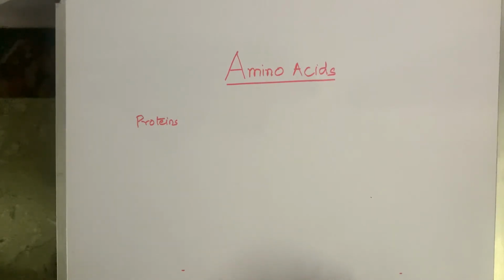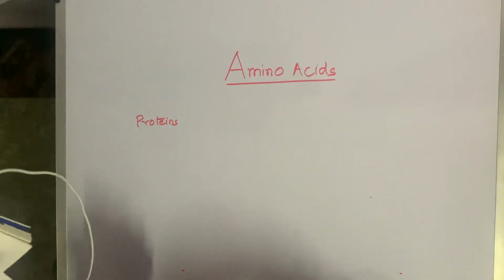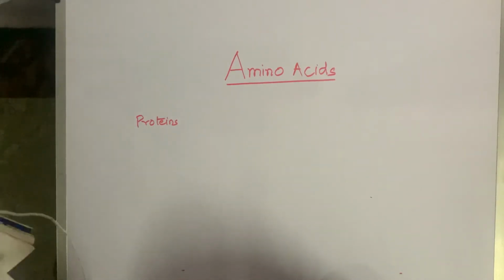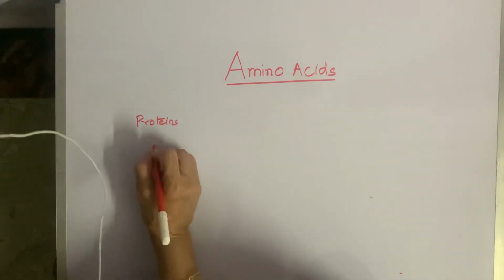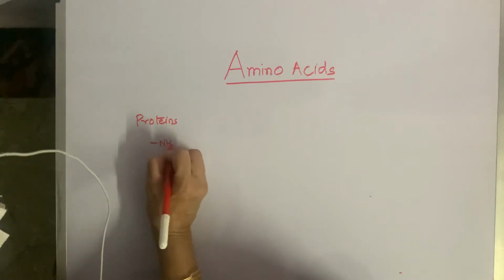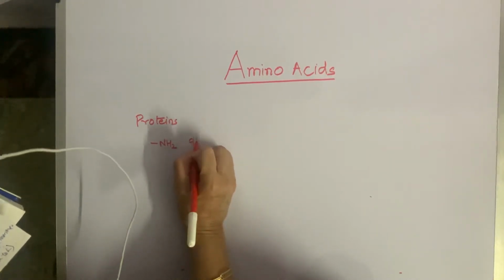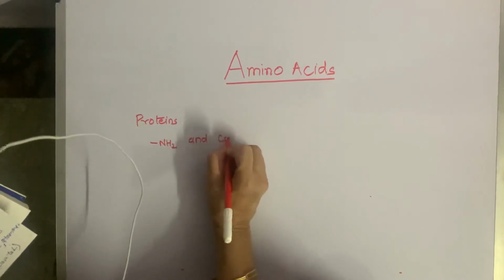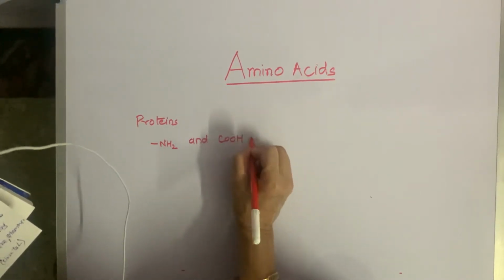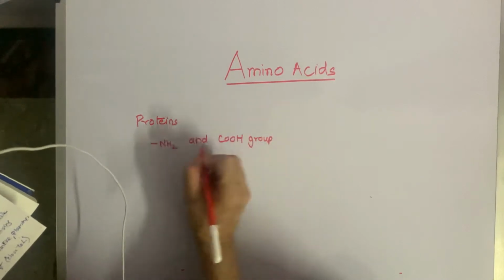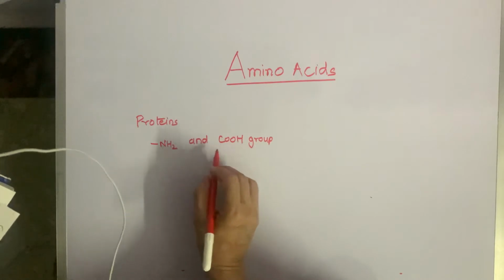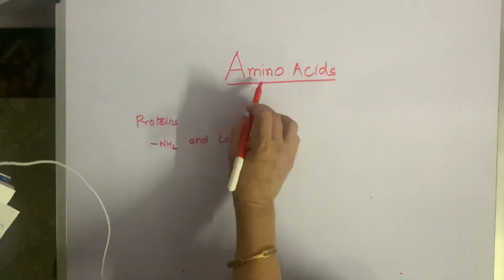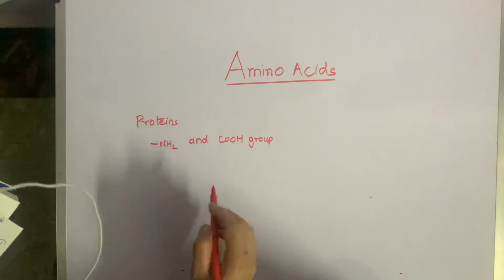Now, let us start with the 20 standard amino acids. The basic structure of all the amino acids is what we are going to learn. Why are they called amino acids? Due to the presence of an amino group and a carboxyl group. Because both amino and carboxyl groups are present, they are called amino acids. Amino refers to the amino group and acid refers to the carboxyl group.